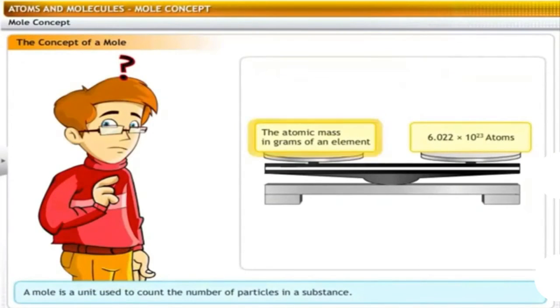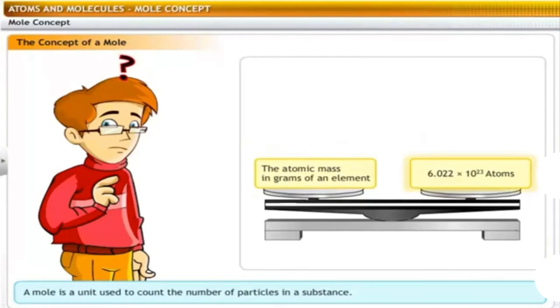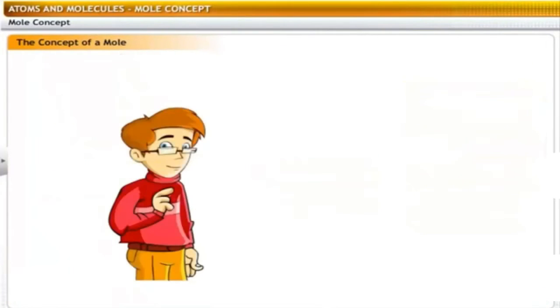This means the atomic mass in grams of an element contains 6.022 multiplied by 10 to the power 23 atoms of that element. This number is called a mole by scientists. A mole is a constant definite number of atoms of a particular element.